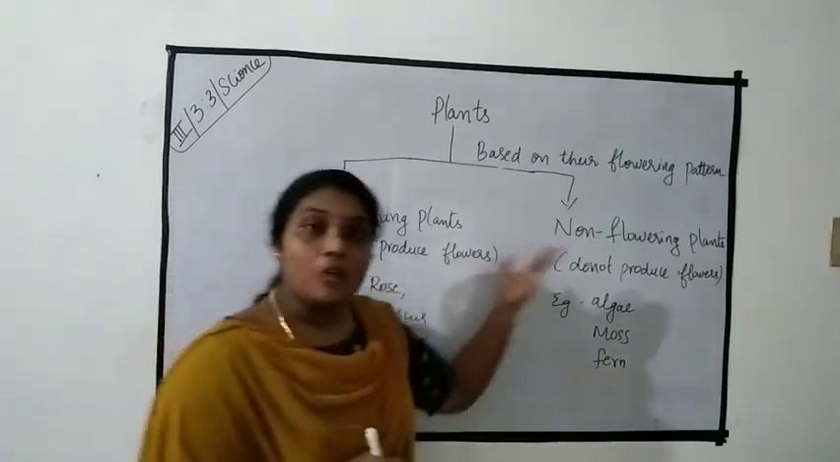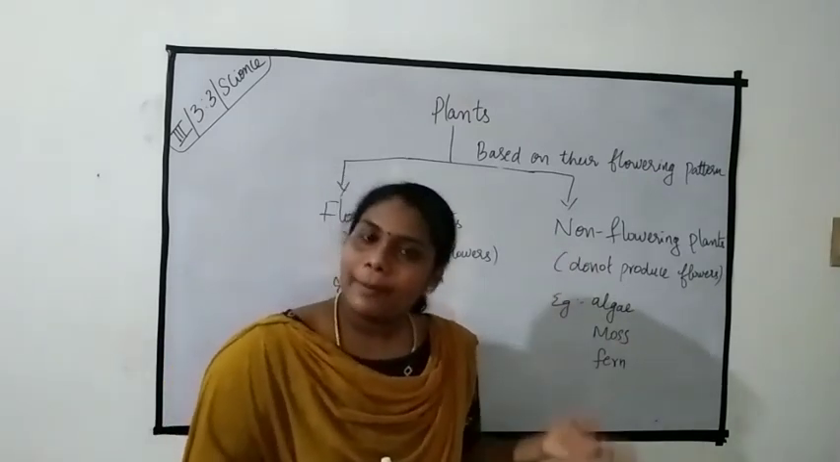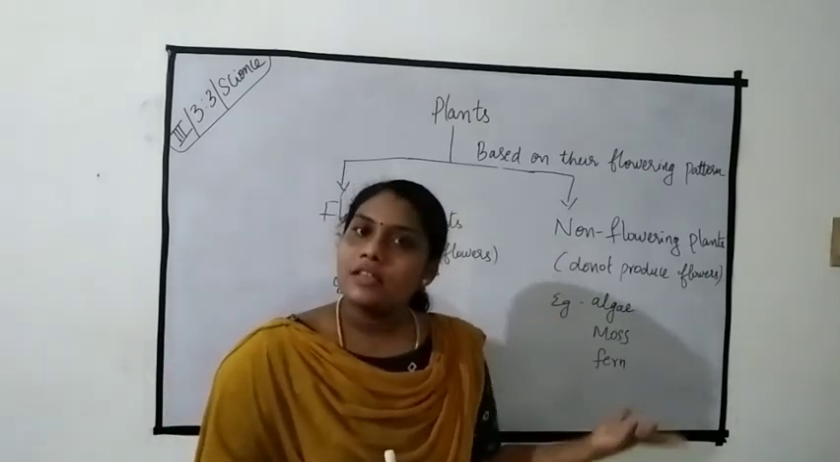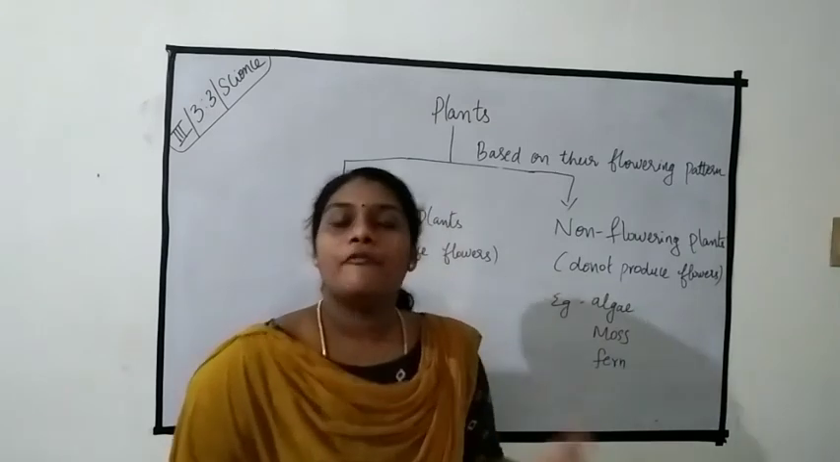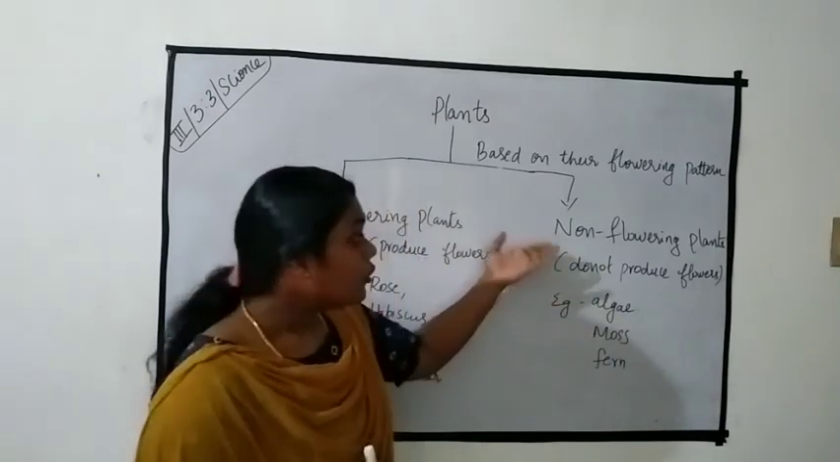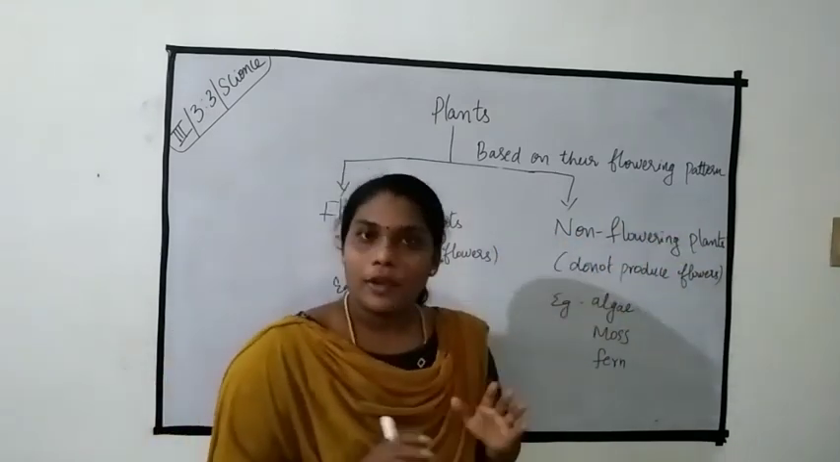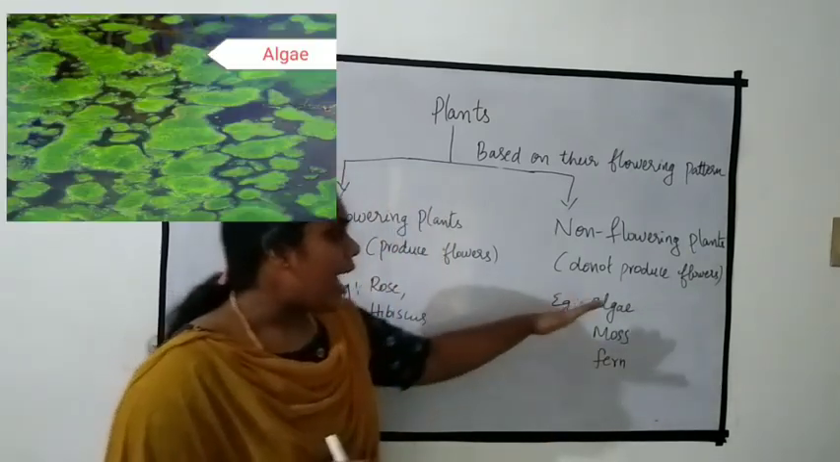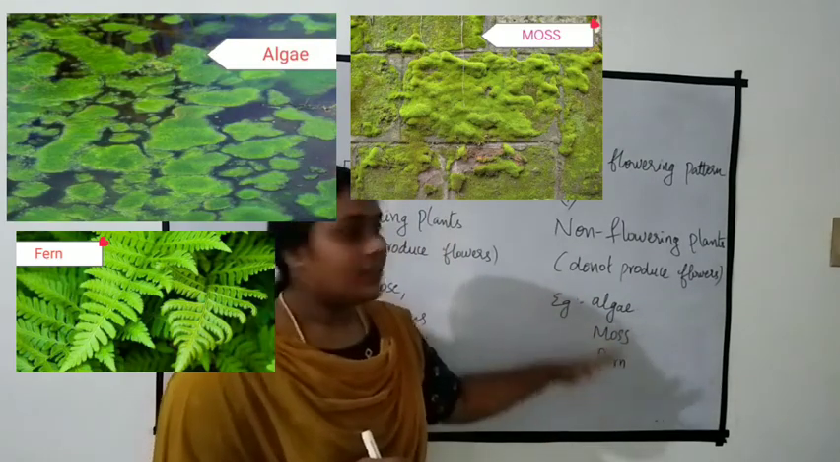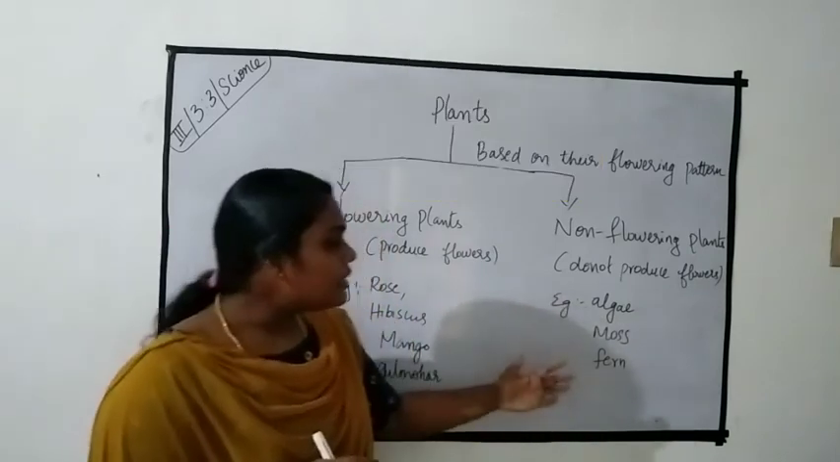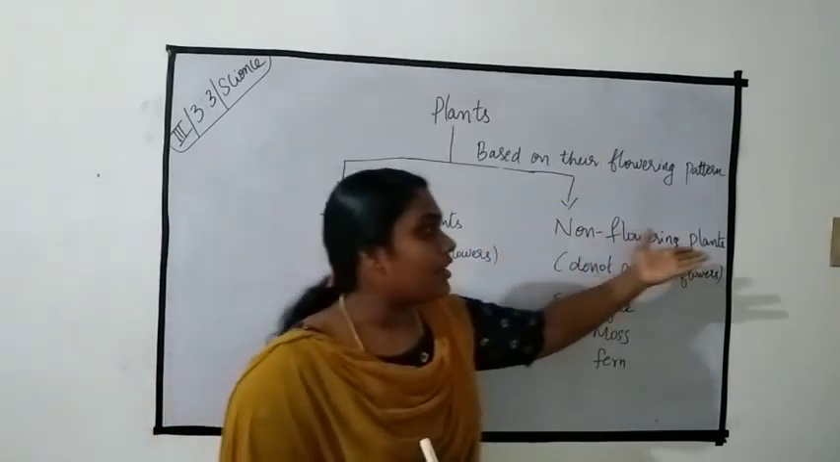What is meant by non-flowering plants? Non-flowering plants means plants that do not produce flowers. They are called non-flowering plants. All of you clear? Examples are algae, moss, fern. These are the examples for non-flowering plants.